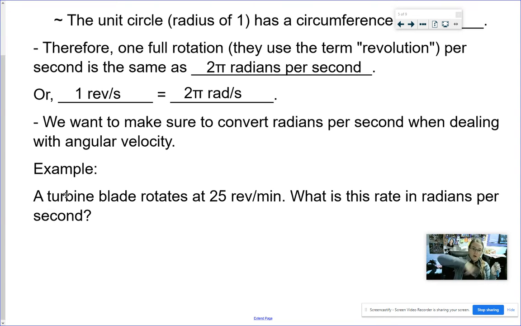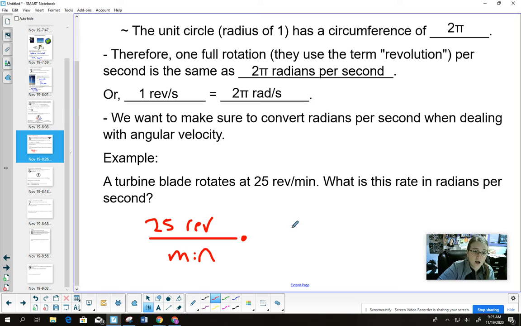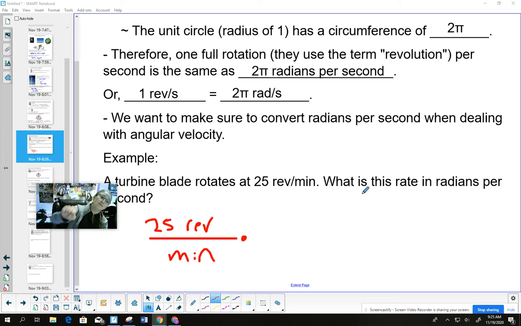As an example here, we're going to have a question about this later: a turbine blade, which is basically on a windmill, rotates at 25 revolutions per minute. That means in a minute, it goes around 25 times. We want to know what this rate is in radians per second. So we're going to do our conversions like normal, where I multiply by things on top to cancel out what I have on bottom, and by things on bottom to cancel out what I have on top, until I end up with what I want. Our end goal is radians per second.